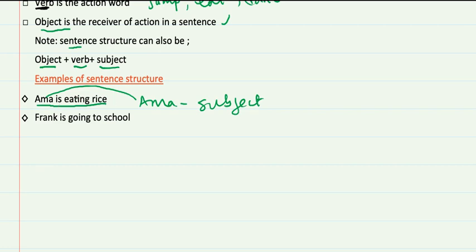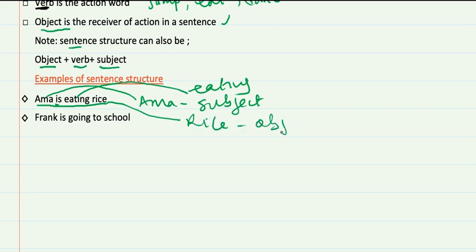And the verb here, the action is eating. Is also a verb. So is eating rice is the predicate. And the rice here, the rice is the object.